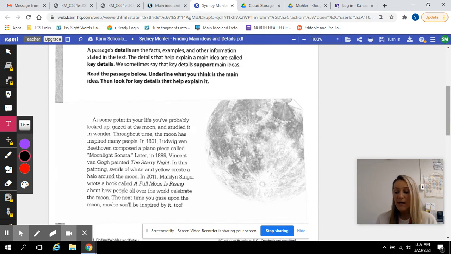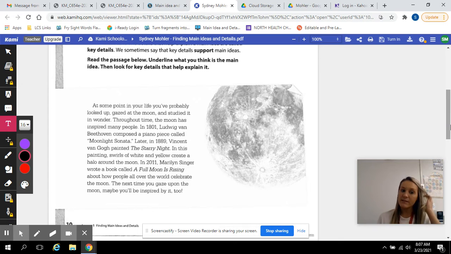We sometimes say that key details support main ideas. So read the passage below. Underline what you think the main idea is, and then we're going to look for key details to help explain it. So I'll go ahead and read this. At some point in your life, you've probably looked up, gazed at the moon, and studied it in wonder. Throughout time, the moon has inspired many people. In 1801, Ludwig van Beethoven composed a piano piece called Moonlight Sonata. Later, in 1889, Vincent van Gogh painted The Starry Night. In this painting, swirls of white and yellow create a halo around the moon. In 2011, Marilyn Singer wrote a book called A Full Moon is Rising, about how people all over the world celebrate the moon. The next time you gaze up upon the moon, maybe you'll be inspired by it too.